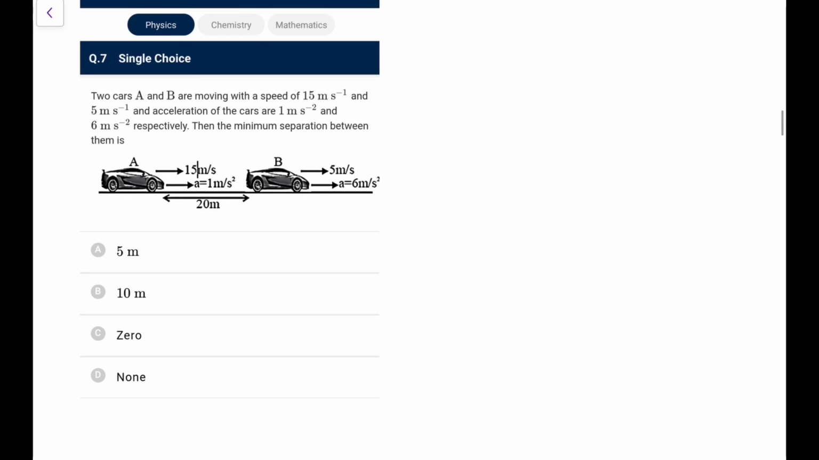Next, the seventh one. Two cars A and B are moving at speeds of 15 and 5 and accelerations 1 and 6, then the minimum separation between them is? So we have to find the minimum separation. We know minimum separation comes when V relative will be 0. So when will V relative be 0? I can make it out: 15 plus 1 into t would be equal to 5 plus 6t.